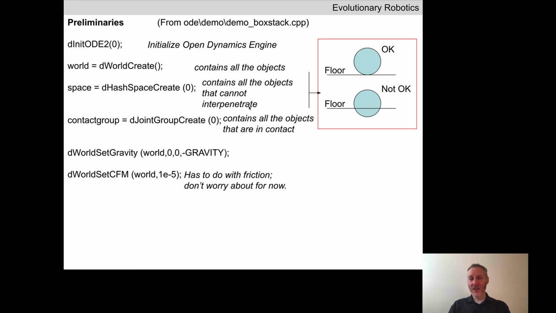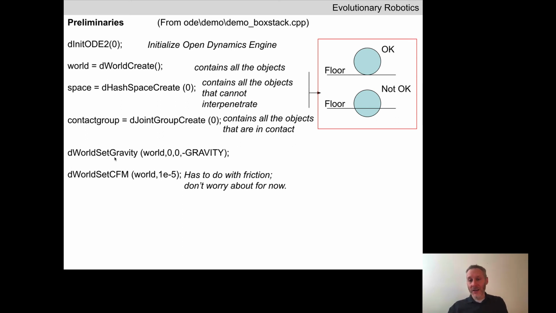If some of these objects do interpenetrate, the physics engine is going to create a contact group. This is a group of all the objects that are in contact with one another. And again, the physics engine is going to apply some forces to fix these problems. Any objects that are floating in space or not touching any other objects are outside this contact group.